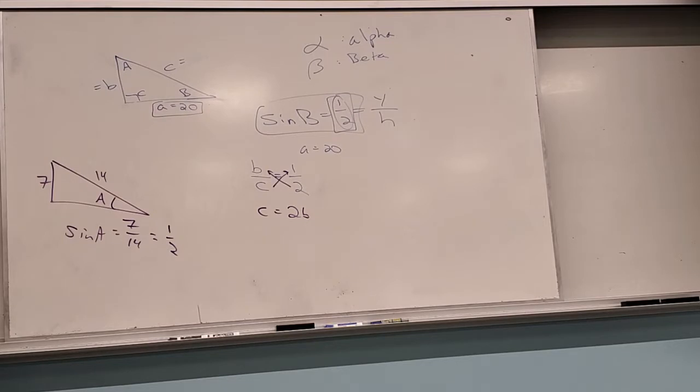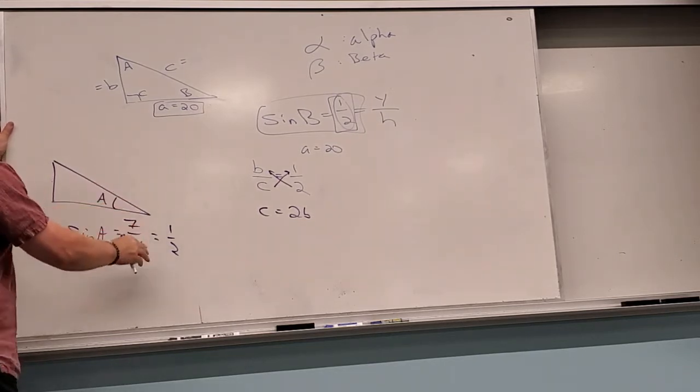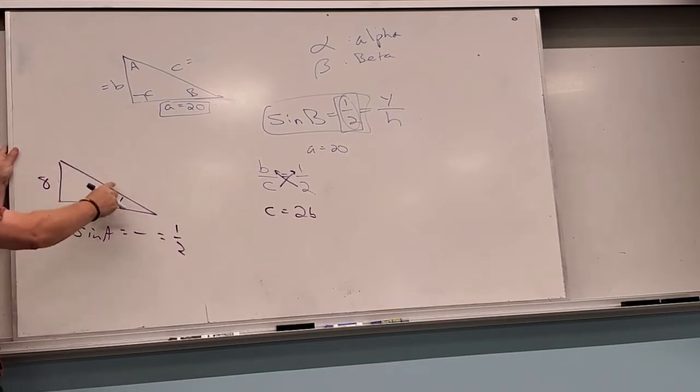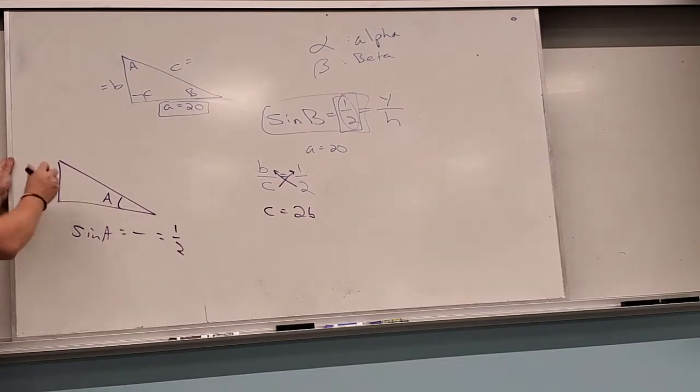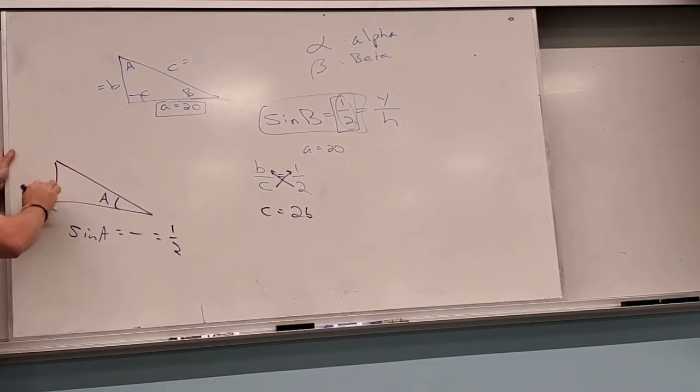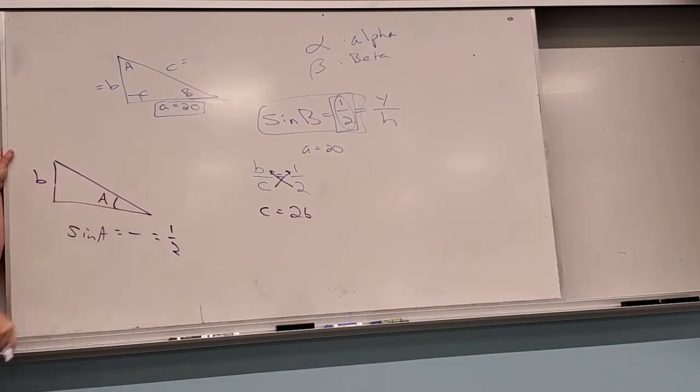Stay with me now. Do you guys see that? If the sine of b is 1/2. Watch this. See how I made those numbers up? 7 and 14? If I put an 8 there, what does this have to be so that it comes out to be 1/2? 16. What if this is 20? What is that? 40. So what if this is b? 2b.